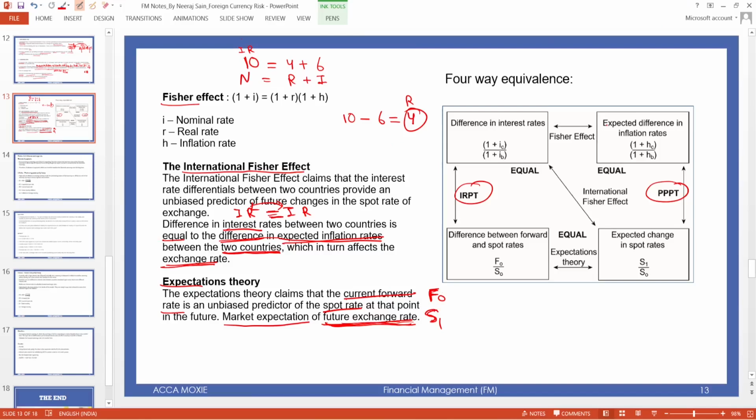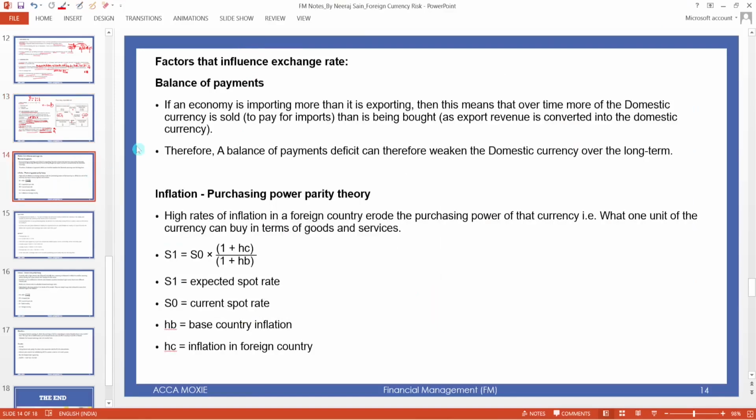Okay, so this one is equal to this one, is equal to this one. Okay, this is examinable, this one is also examinable, then these three are not very important at FM. So let's do one. The factors that influence the exchange rate.